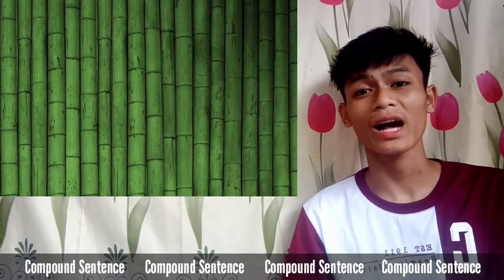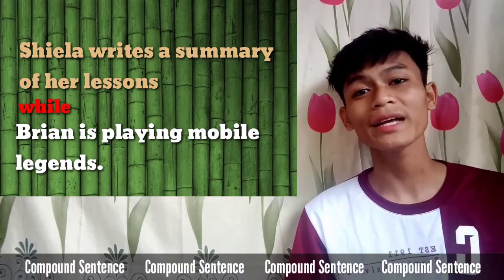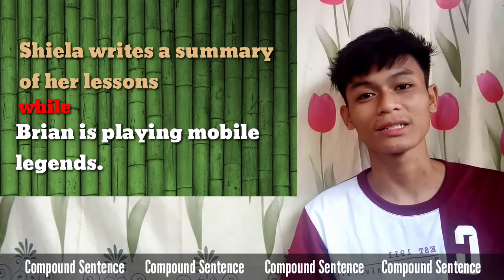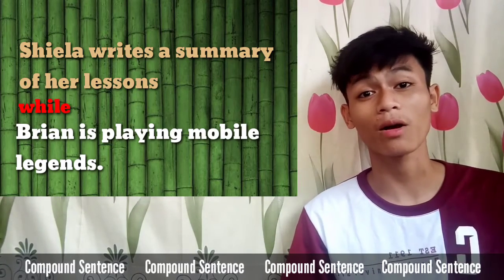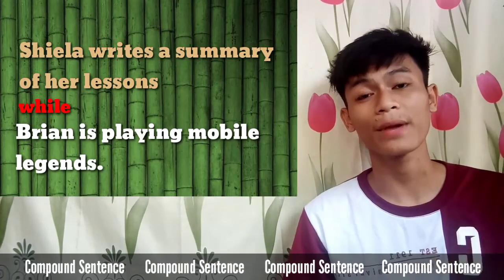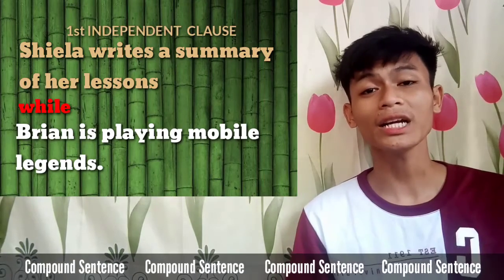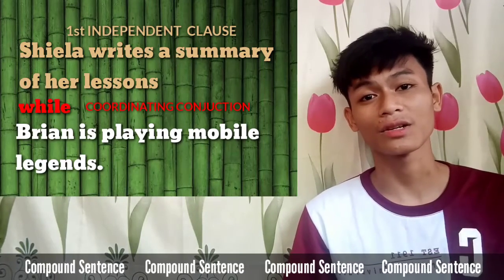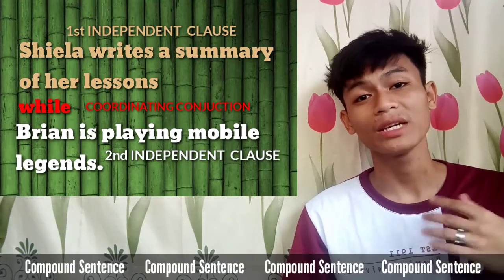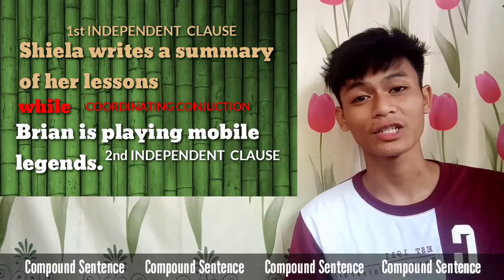Next example we have, Sheila writes a summary of her lessons while Brian is playing Mobile Legends. So this sentence is also a compound sentence because it is composed of two sentences or independent clauses. The first independent clause here is Sheila writes a summary of her lessons, while the second independent clause is Brian is playing Mobile Legends.